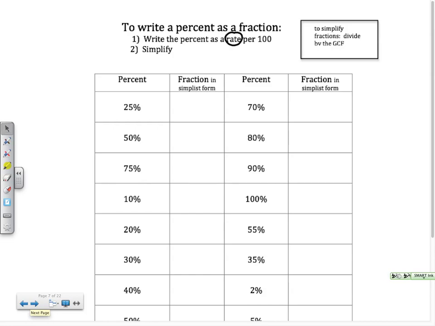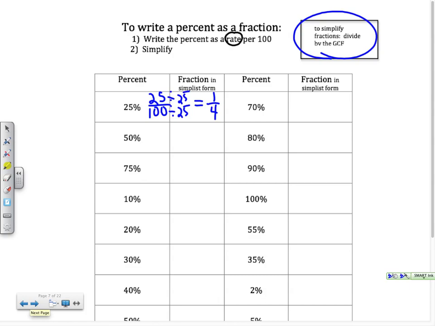So if we look at 25%, we know percent means per 100. So I'm going to rewrite this as 25 out of 100. And then I know how to simplify. Remember up here, to simplify fractions, divide by the GCF. So the greatest common factor of 25 and 100 is 25. So this percent, 25%, written as a fraction in simplest form is 1/4.